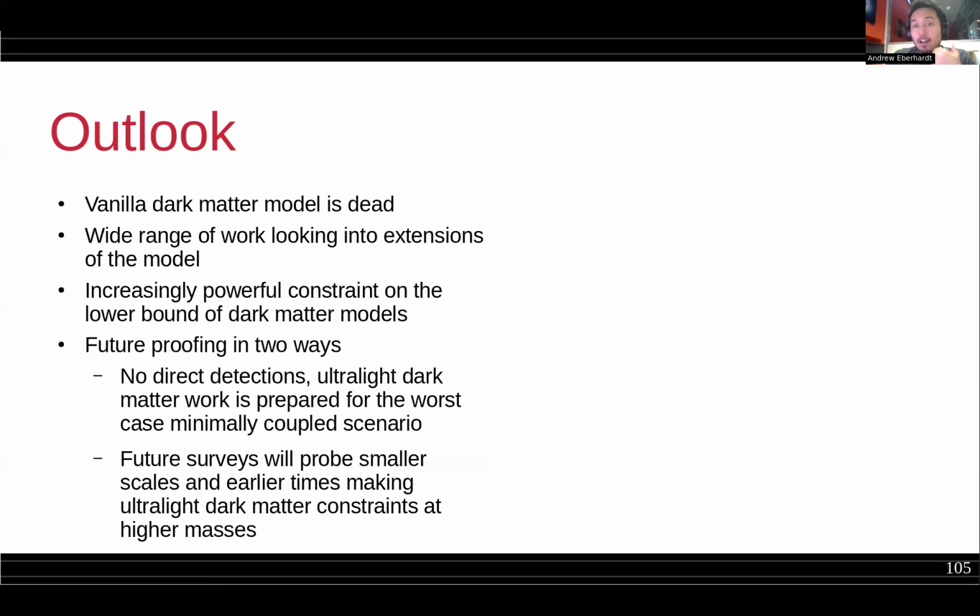And then finally, on a more positive note, future surveys are going to continue to probe smaller scales. They're going to continue to probe earlier times, right? And we know that fuzzy dark matter makes impacts in both of these areas. And so you'll see as these probes and these surveys get more and more sensitive, that lower mass bound on dark matter continue to walk up.